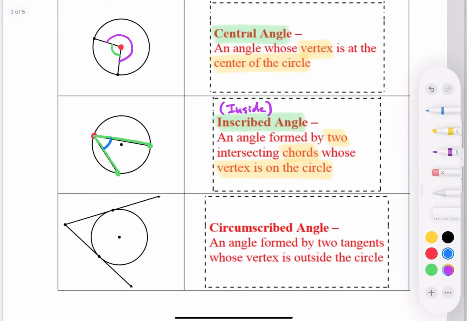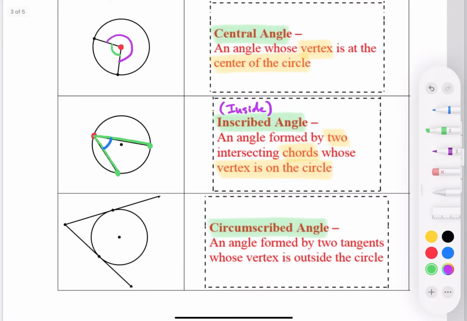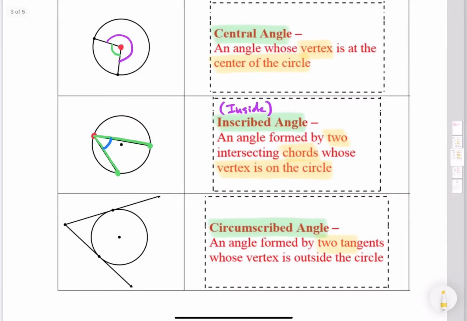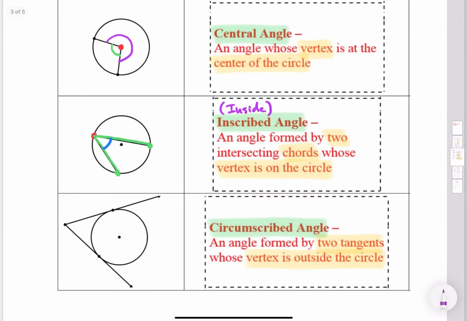A circumscribed angle is basically an angle on the outside. However, that angle must be formed by two tangents. And since it's on the outside, the vertex must be on the outside. So circumscribed means that it's going to be on the outside and it just touches the circle.